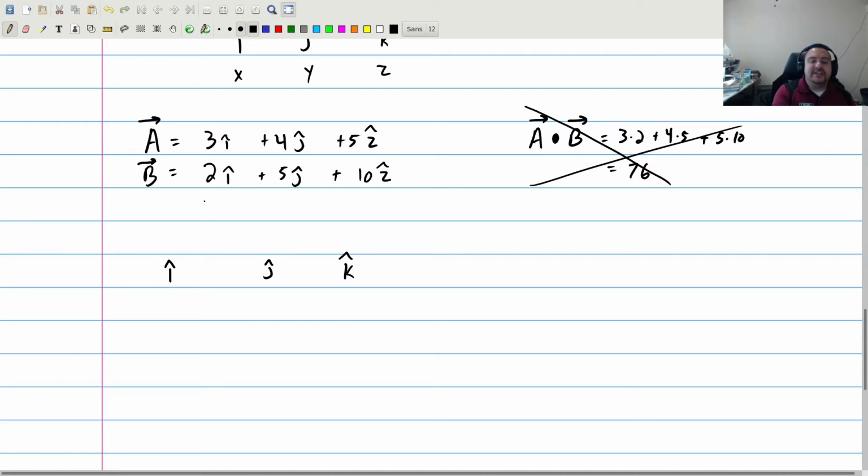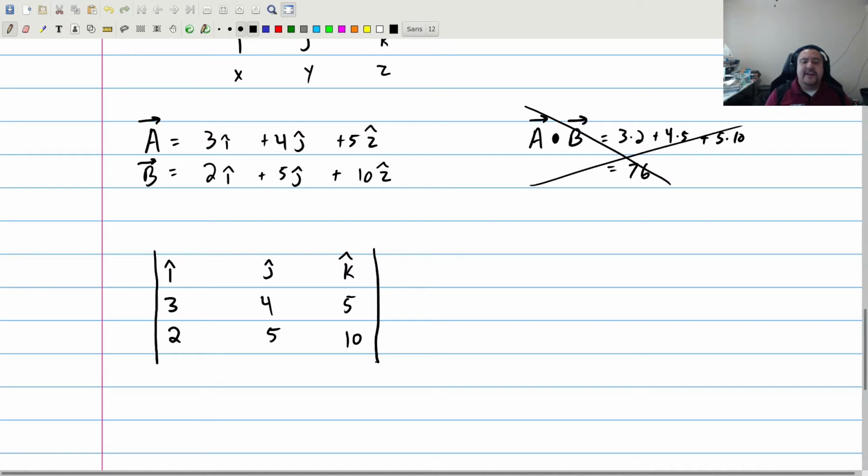Then we're going to take each of these components. So under the i, we're going to put vector A in. We're going to put a 3 here because that has a 3 component for the x component. Under the j, we're going to put a 4, and under the k, we're going to put a 5. So it's each of those components from that first vector. Then in our third line, we're going to put each of the components from the second vector. So it's going to be 2, 5, and 10. Finally, we're going to show that we need to find the determinant of this matrix.